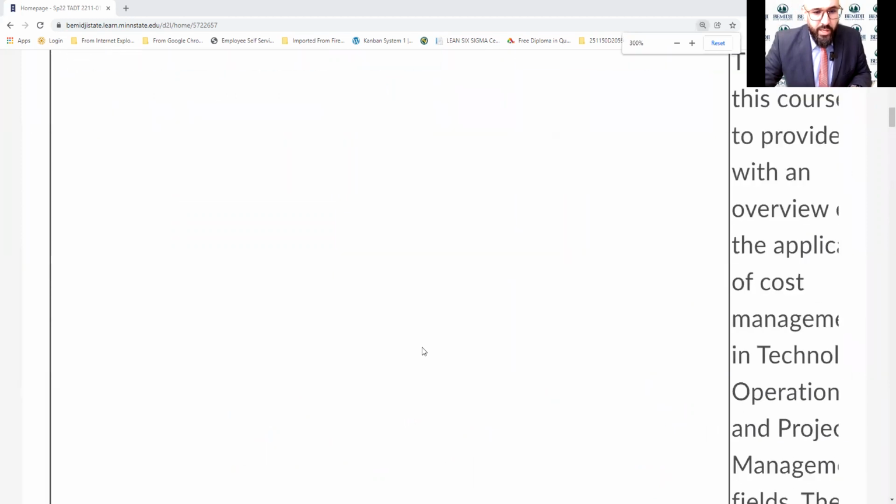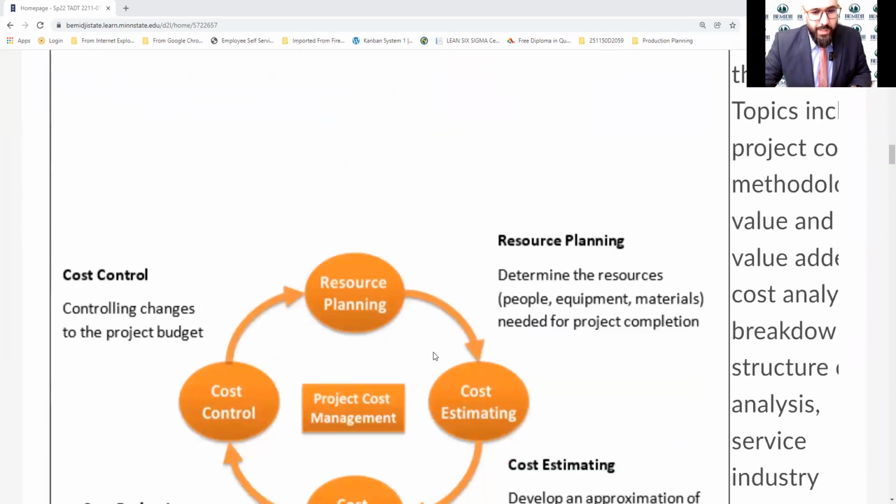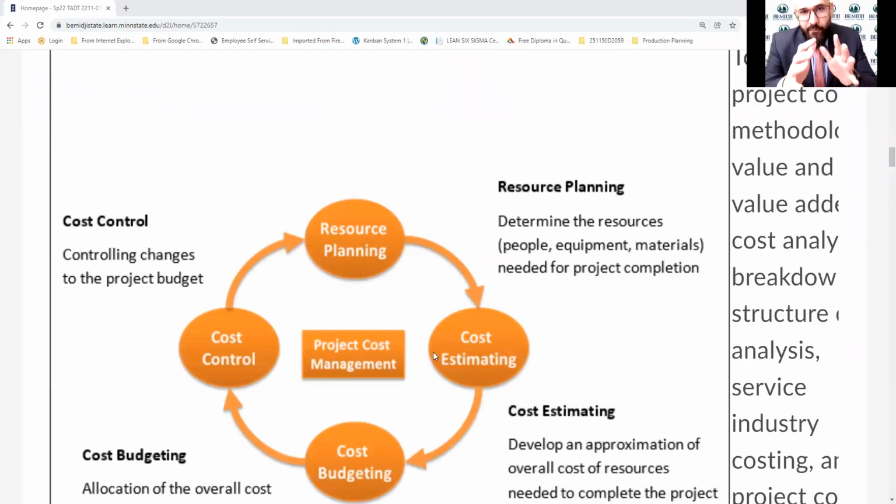So that will give you an idea on what to expect in this course. There are 4 phases for cost management: resource planning, cost estimating, cost budgeting, and cost control. So these are the 4 stages we will discuss.